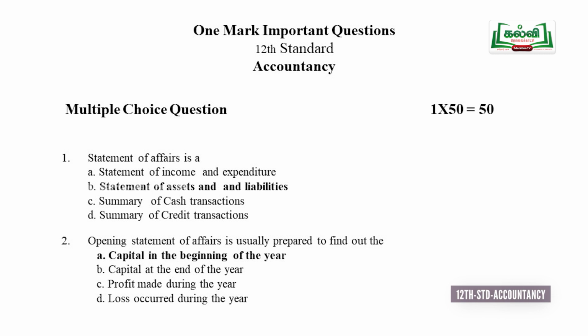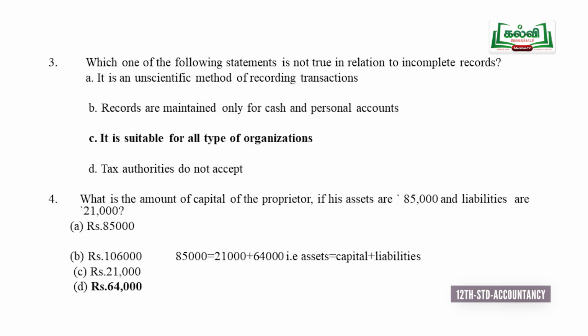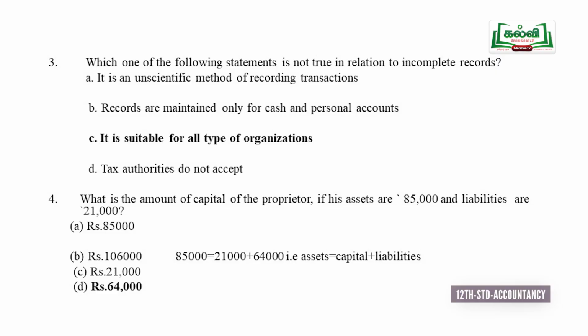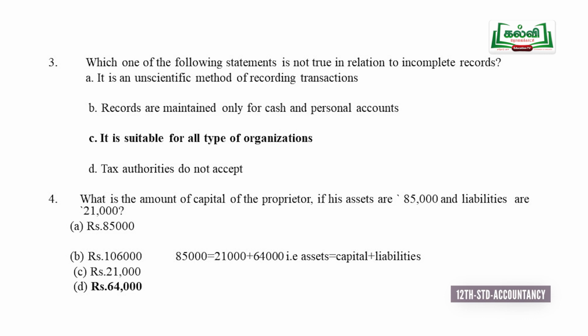Which one of the following statements is not true in relation to incomplete records? Not true. We must be clear with the word not true. It's an unscientific method of recording transactions. Incomplete records mean unscientific records. That is true. Only two accounts are maintained. Cash and personal accounts are maintained. That is true. Tax authorities do not accept. That is true. So, what is not true? It's suitable for all types of organization. That is the answer, because incomplete records are suitable only for sole traders and partnership firms. So, the answer is it is suitable for all types of organization. That is not true. That is the correct answer.